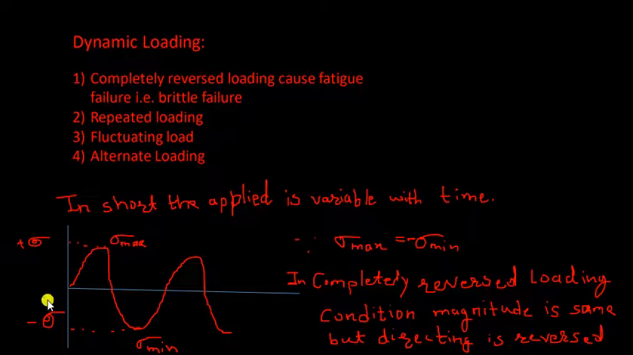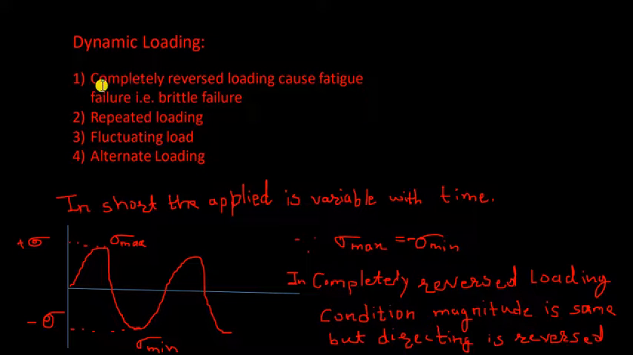We have previously seen that there are four loading conditions that can be utilized in dynamic loading. First is completely reversed loading, which causes fatigue failure. That means it is a brittle type of failure, because instead of yielding, the material gets fractured, and you know that if there is a fracture, it is termed a brittle type of failure. Then we will discuss all these four types of loading one by one.